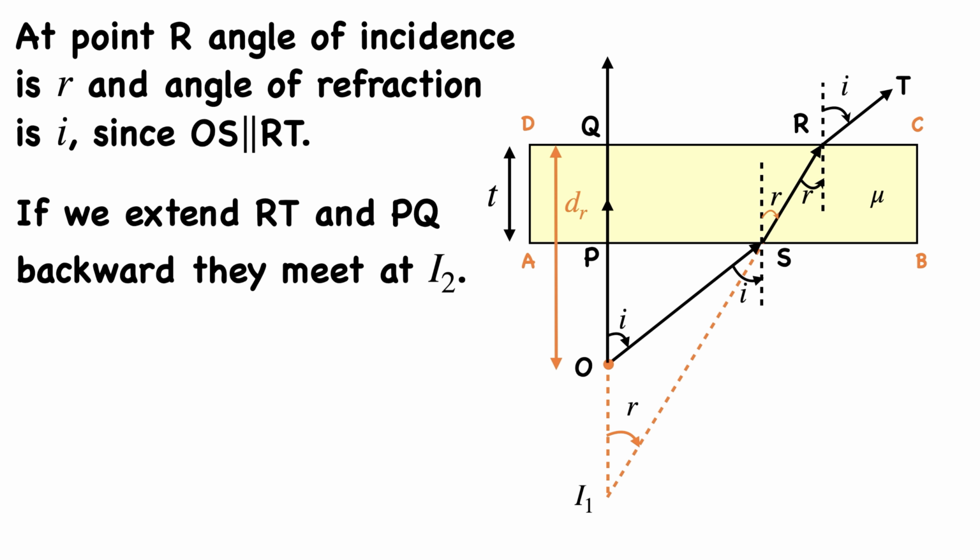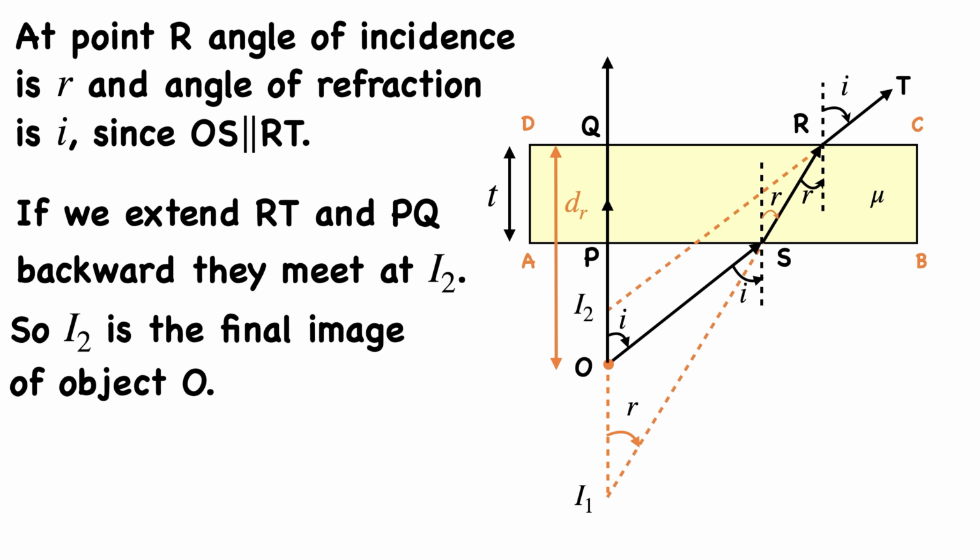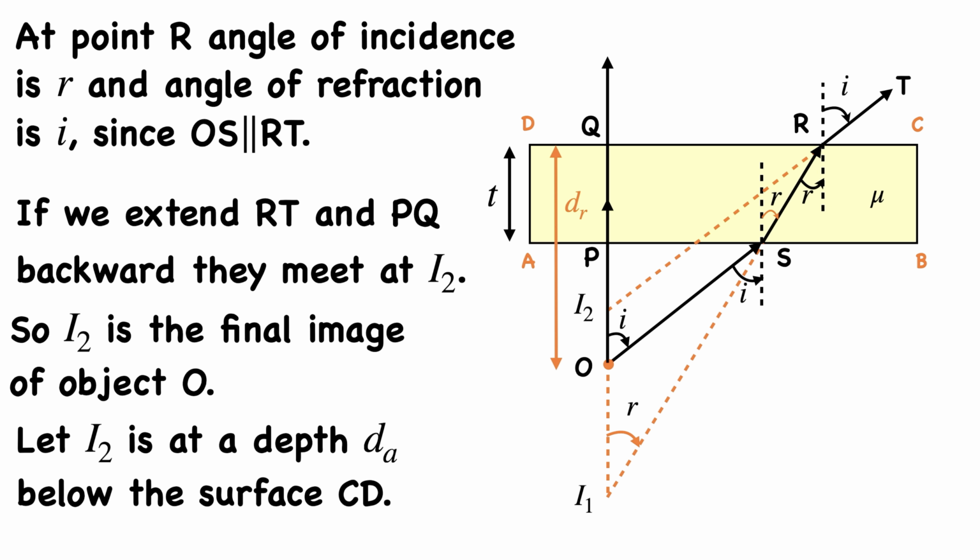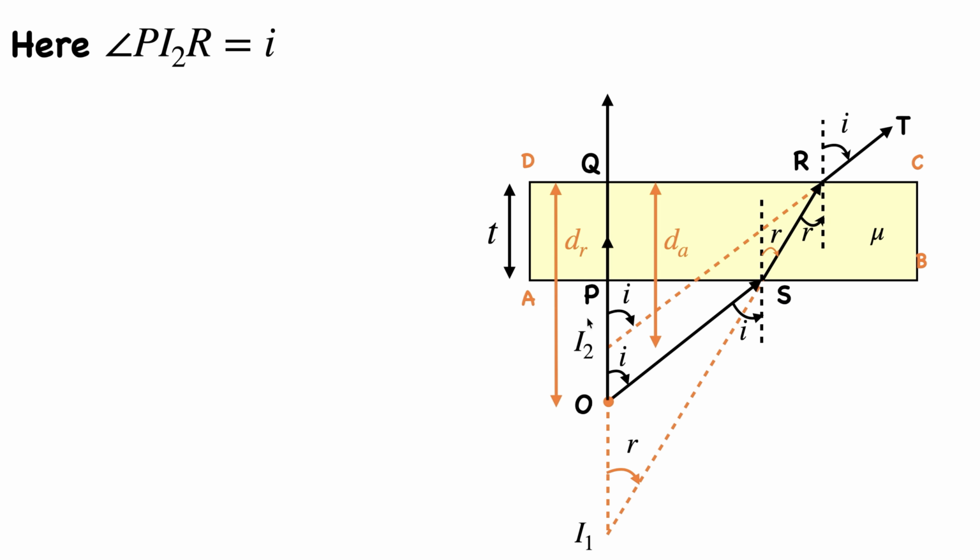If we extend RT and PQ backward, they meet at I2. So I2 is the final image of object O. Let I2 be at a depth dA below the surface CD, which we call the apparent depth. Angle PI2R is equal to I, since RI2 and ASO are parallel to each other.